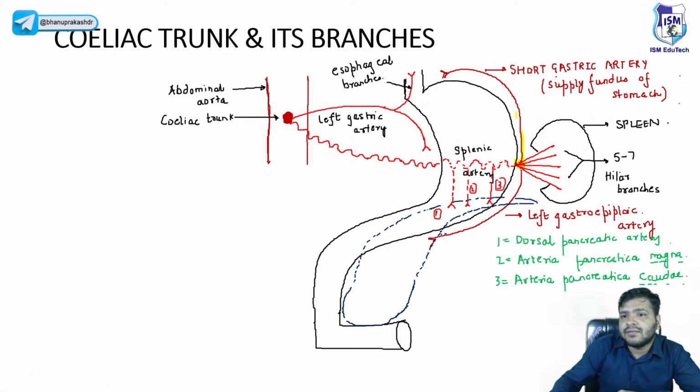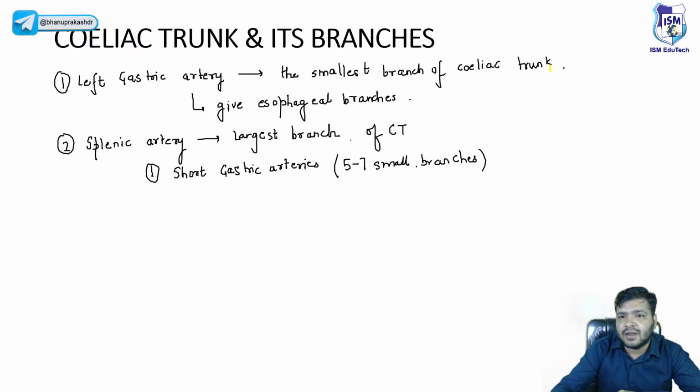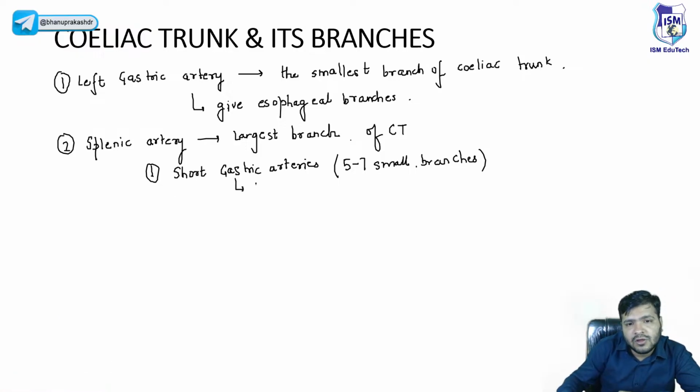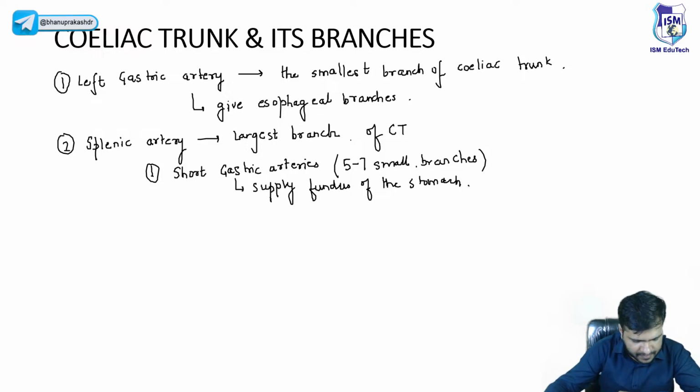You can see the short gastric arteries. These are 5 to 7 in number, small branches. Apart from that, remember guys, these short gastric arteries basically supply the fundus of the stomach. They supply the fundus of the stomach.